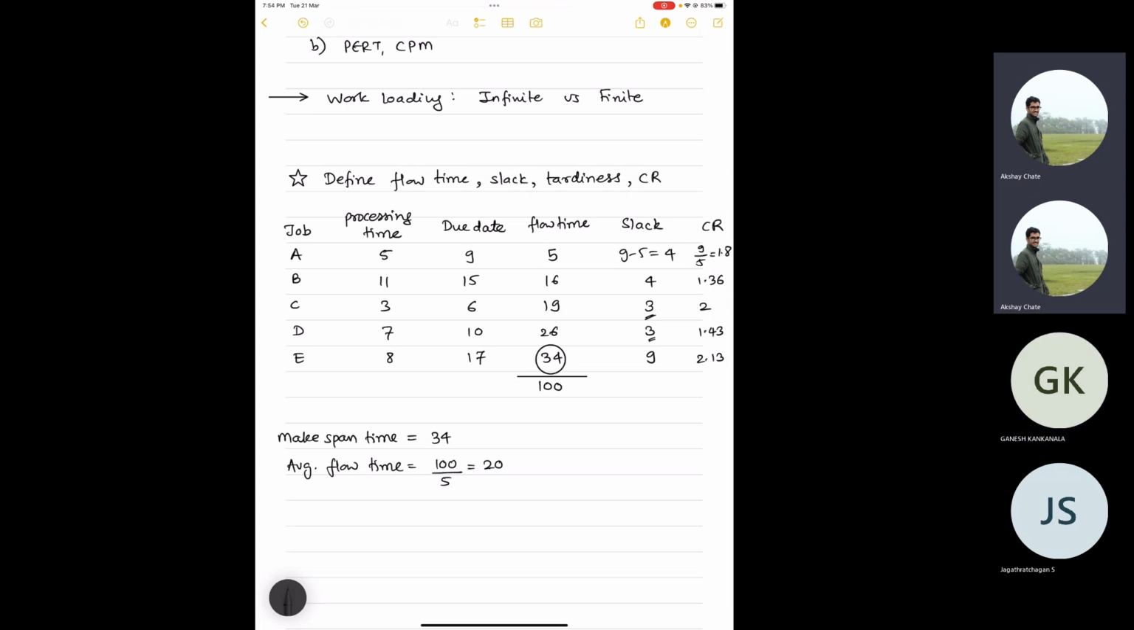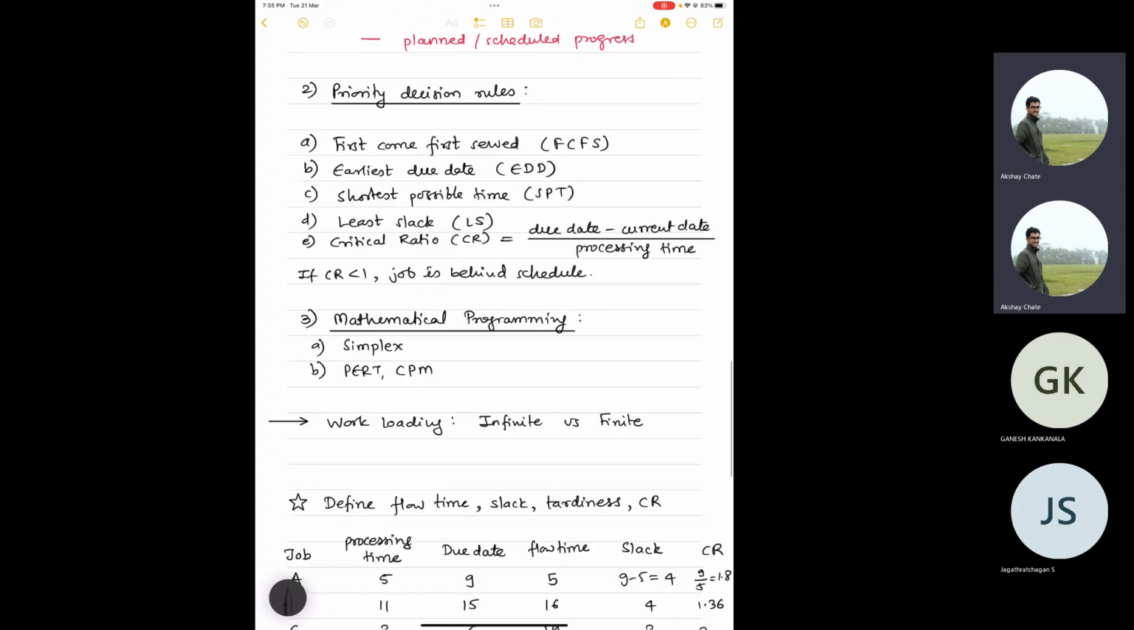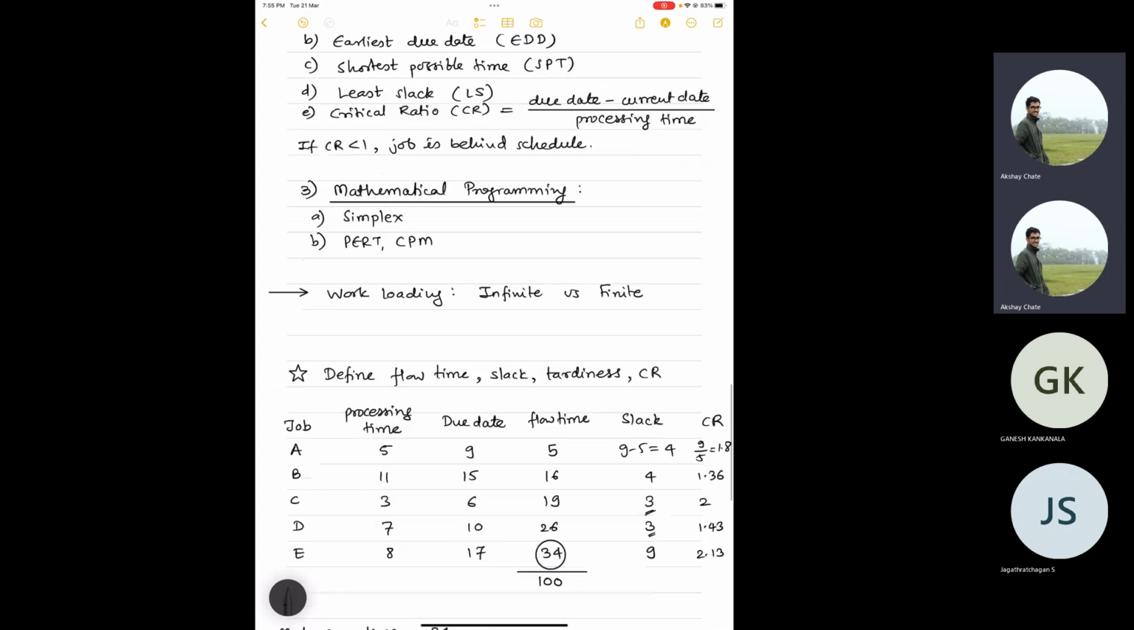Now you can see you are not getting equal numbers, you are getting distinct numbers. So you can use this critical ratio, and surprisingly in our example the CR values are all greater than 1. So no job is behind the schedule because we have not started it, right? We are on day 0, so this CR has to be greater than 1 for each job.